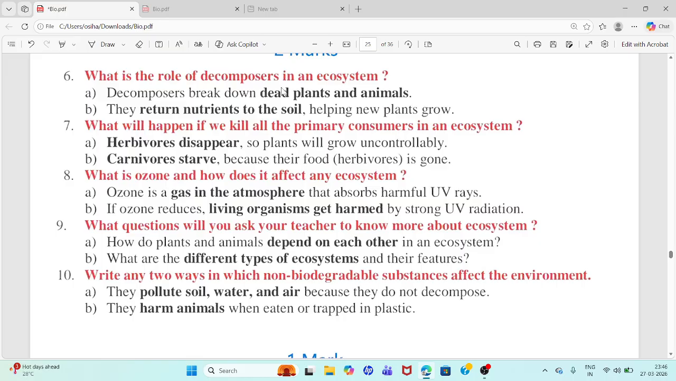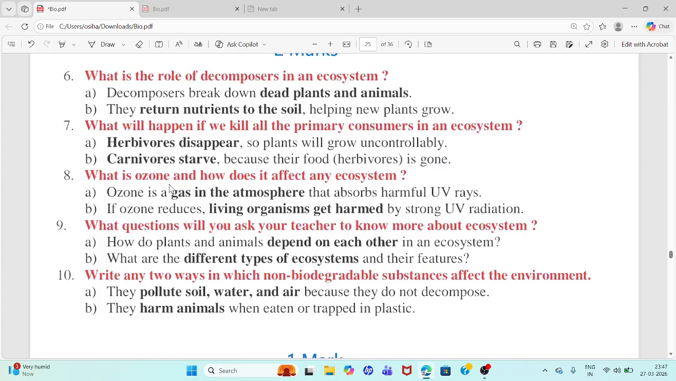What is the role of decomposers in an ecosystem? Decomposers break down dead plants and animals. They return nutrients to the soil, helping new plants to grow. Seventh question: what will happen if we kill all the primary consumers in an ecosystem? Herbivores disappear, so plants will grow uncontrollably. Carnivores thrive because their food is gone.